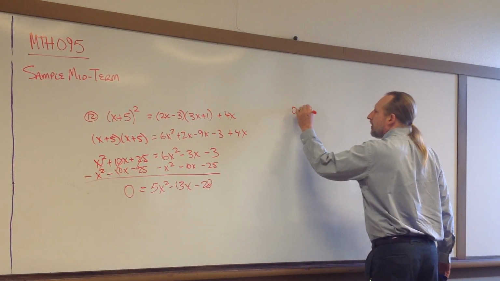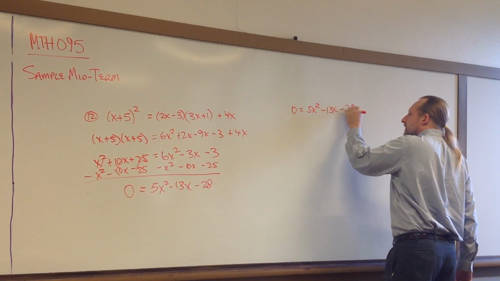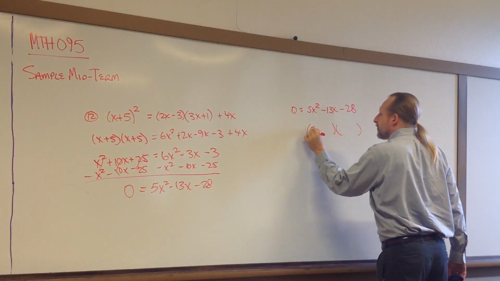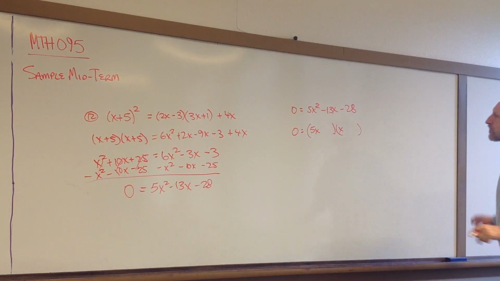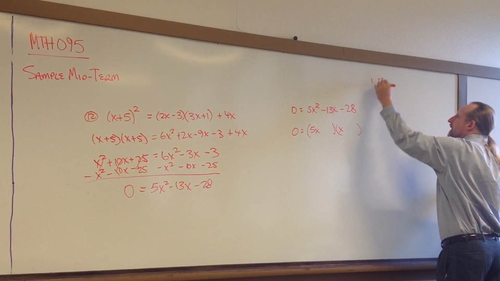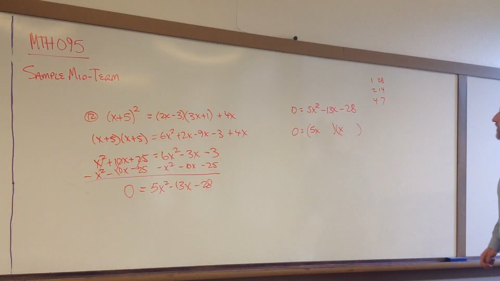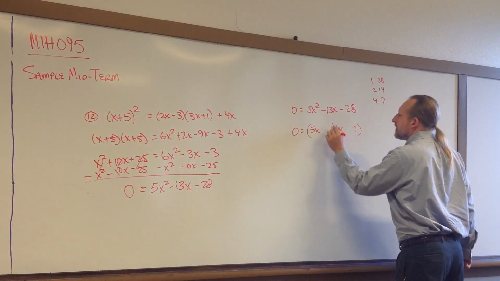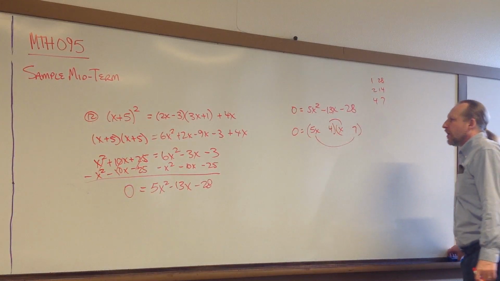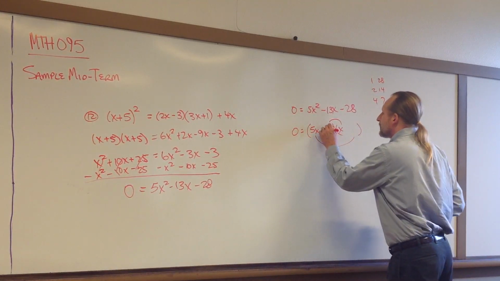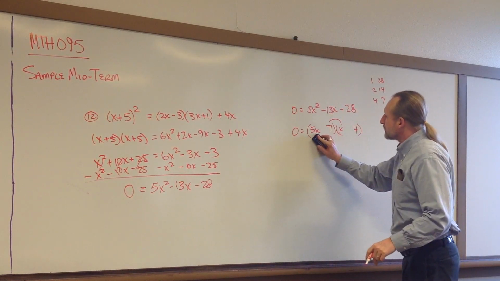Okay, so now we need to factor 5x squared minus 13x minus 28. Now the 5 is prime, so that's helpful. It can only split up as 5 times 1. Now the 28 is 1 times 28, 2 times 14, or 4 times 7. So let's see, if I put the 7 here and the 4 here, that'll be 35 minus 4 is 31. That's no good. So let's switch them, 7 and 4. 20 minus 7 is 13. Good. That's what we want.